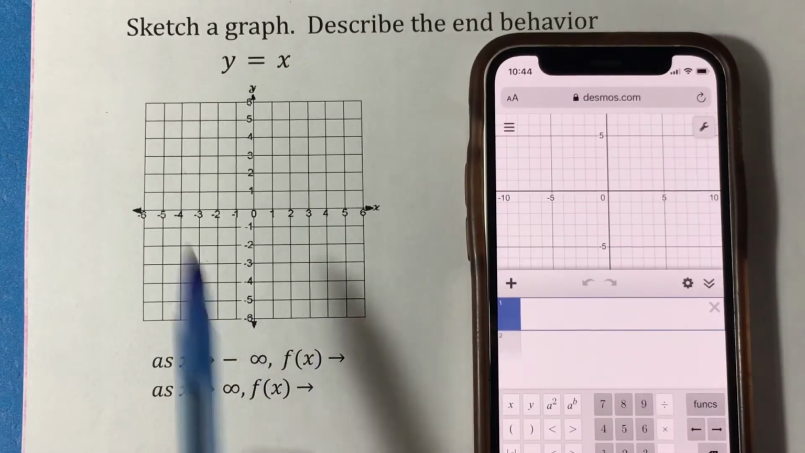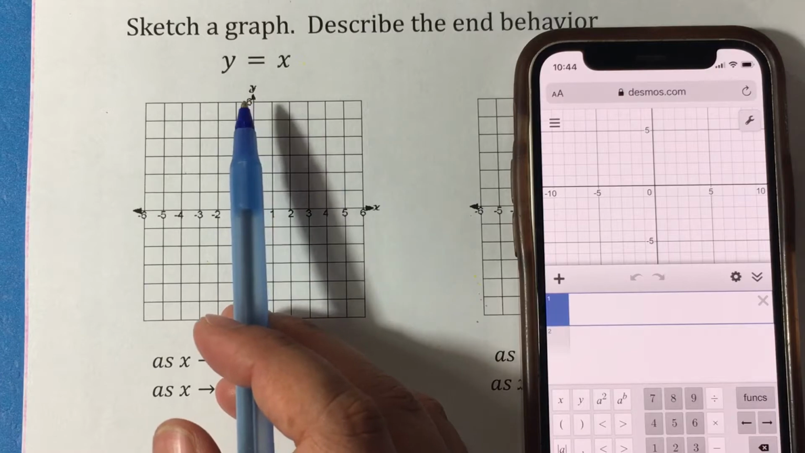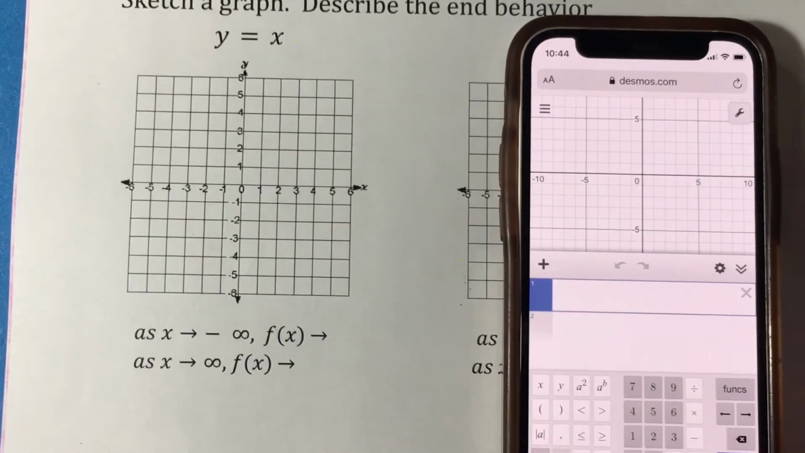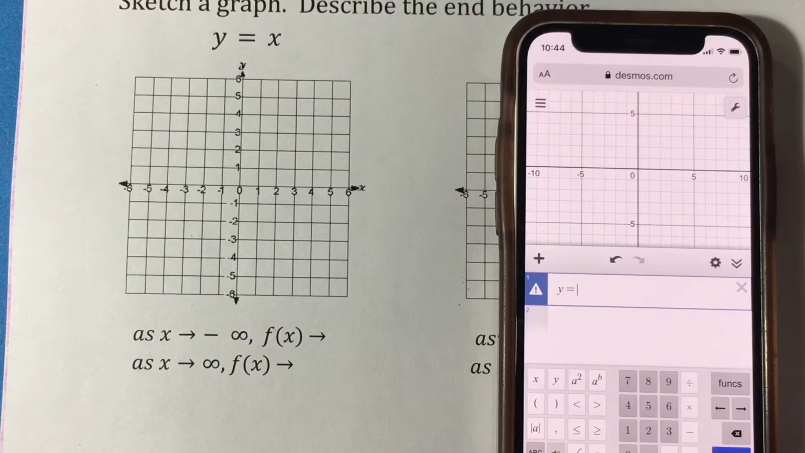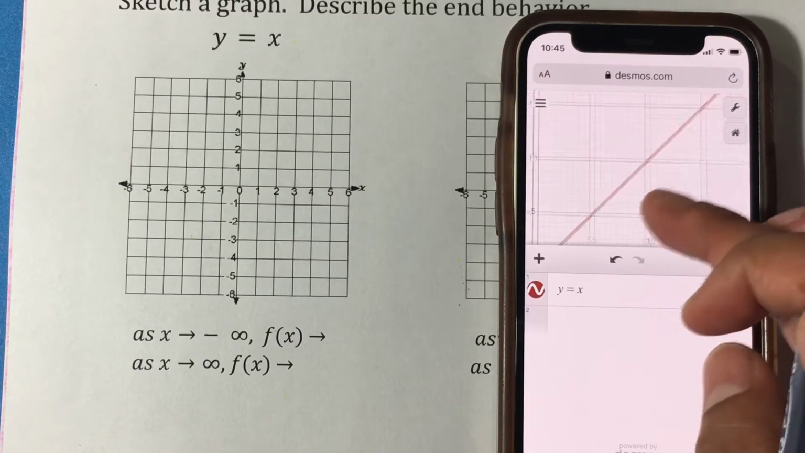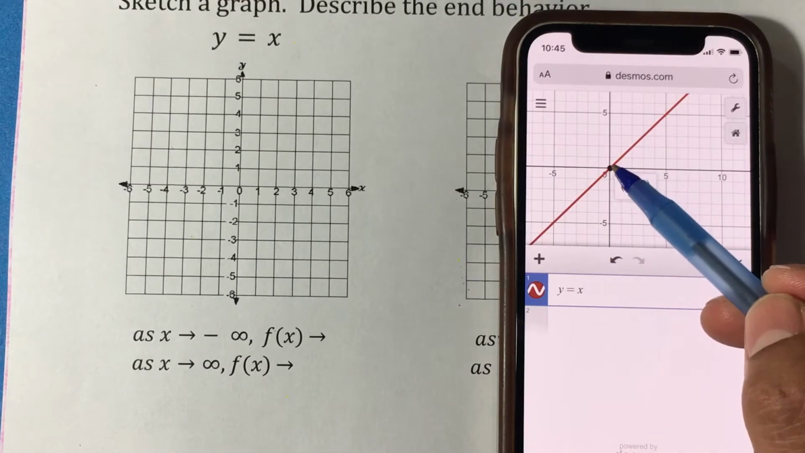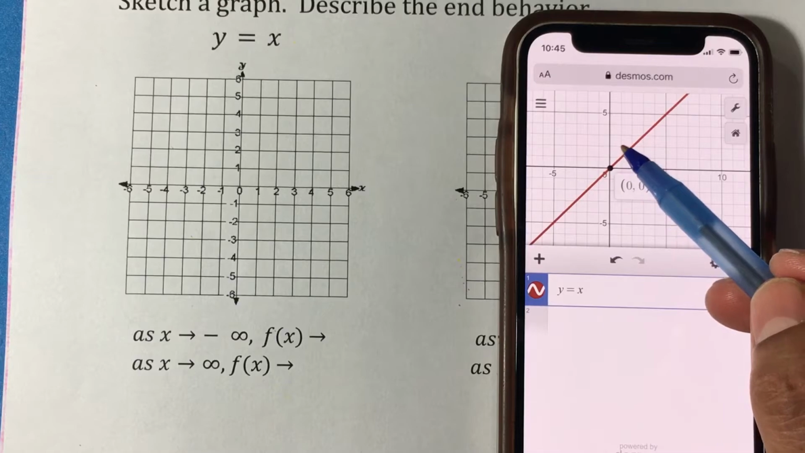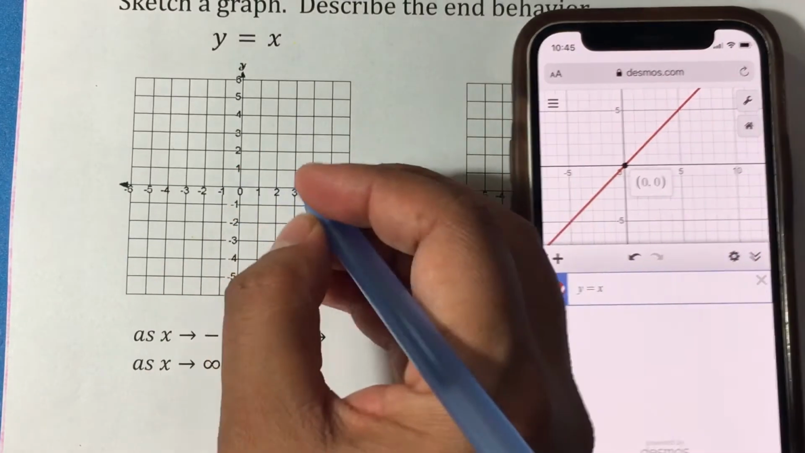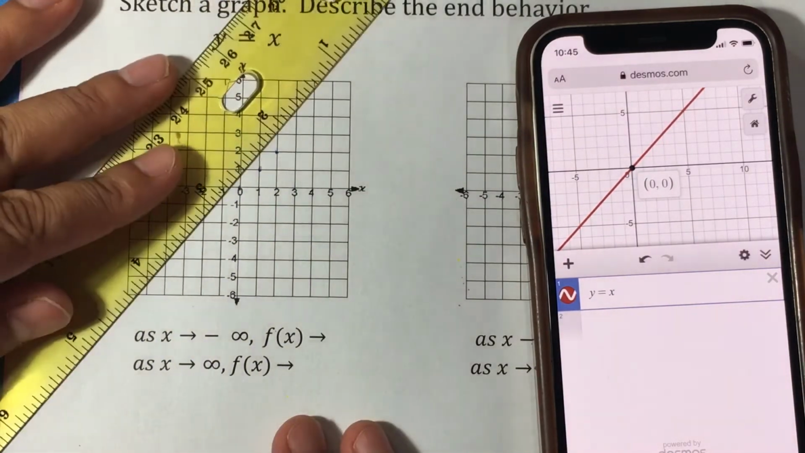It says sketch a graph and describe the end behavior. For those that you already know, you don't have to actually use the technology, but I'm just going to show. So y equals x. This is a linear equation, so it creates a positive line, and the only point that you can see is 0, 0. The slope goes 1 over 1, 1 over 1, and that's what we're going to transfer here, and so we create our line.